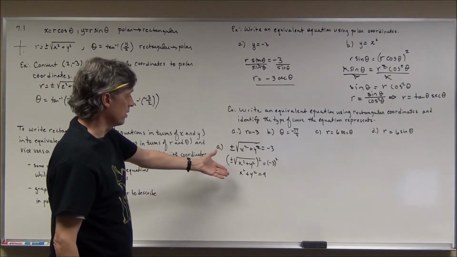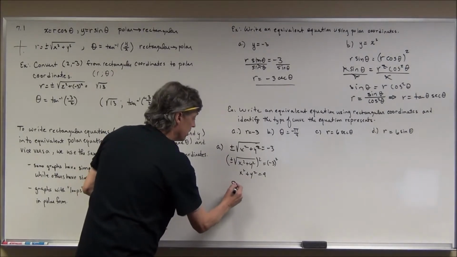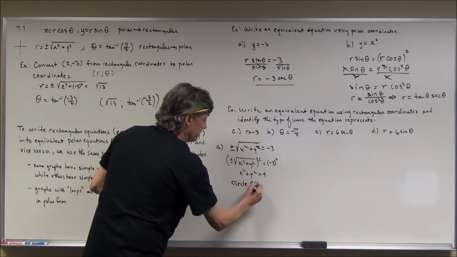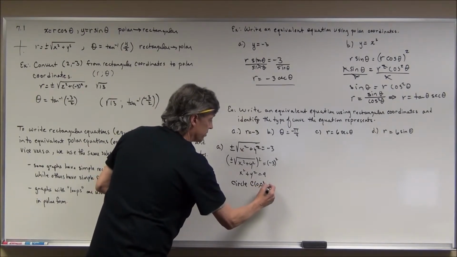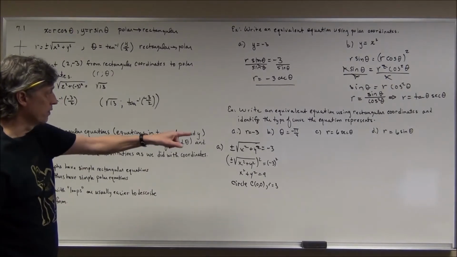Well, there we go. That guy I recognize. That's the equation of a circle. Center 0, 0, and radius 3. That one wasn't so bad. Let's go over to this one.